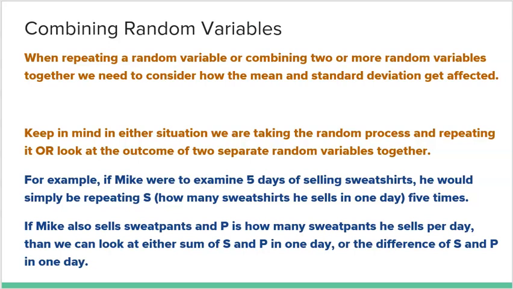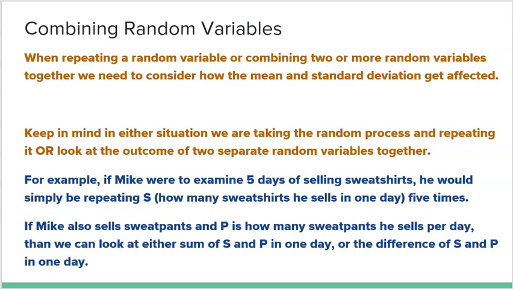So here's an example. If Mike were to examine 5 days of selling sweatshirts, not one day, but if he were to say, what do I expect over the course of 5 days? That is simply taking his random variable S and repeating it 5 times. But maybe Mike also sells sweatpants, and that's P. Well, now we want to combine the total amount of clothing items. So we want to combine the sweatshirts with the pants. Or maybe we want to look at the difference between the sweatshirts and pants.